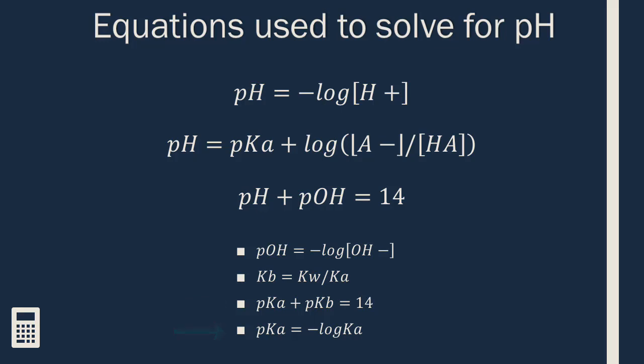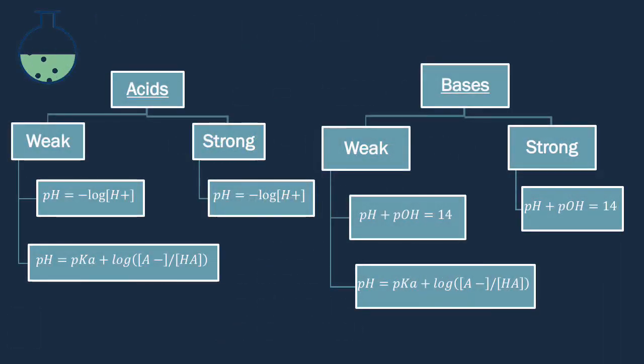In this slide, you can visually see what equations you can use for acids or bases that are weak or strong. For weak and strong acids, you can use pH equals negative log of H+. For weak acids, you can also use the Henderson-Hasselbalch equation. For weak and strong bases, you can use the equation that is pH plus pOH equals 14. But for weak bases, you can also use the Henderson-Hasselbalch equation.